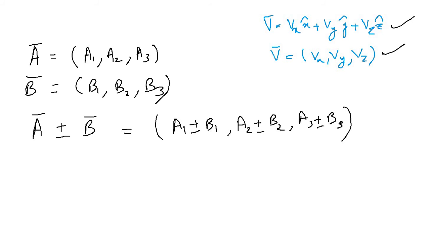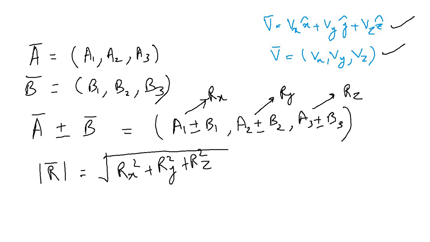And suppose you say that this is the resultant vector and this is the x component, this is the y component, and this is the z component of the resultant vector. Then the magnitude of the resultant vector is simply given by the previously used formula, which is the simplest form of magnitude of a vector.